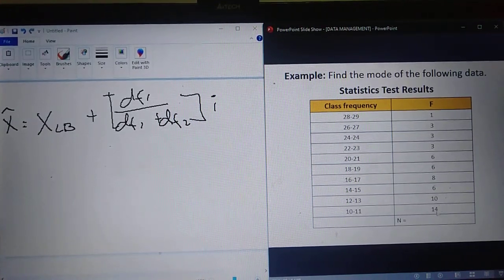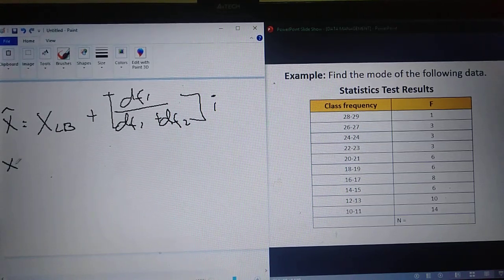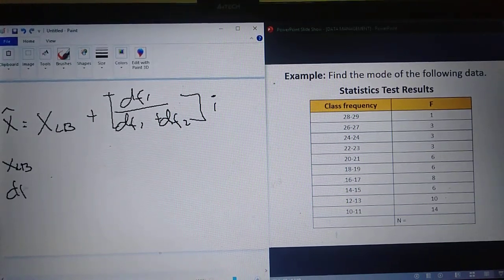Ito yung pinakamataas na frequency, 14. Nasaan siya? Sa 10 to 11 siya. So, dito pa lang, makukuha na natin yung himay-himay natin. Makukuha na natin yung lower boundary natin.